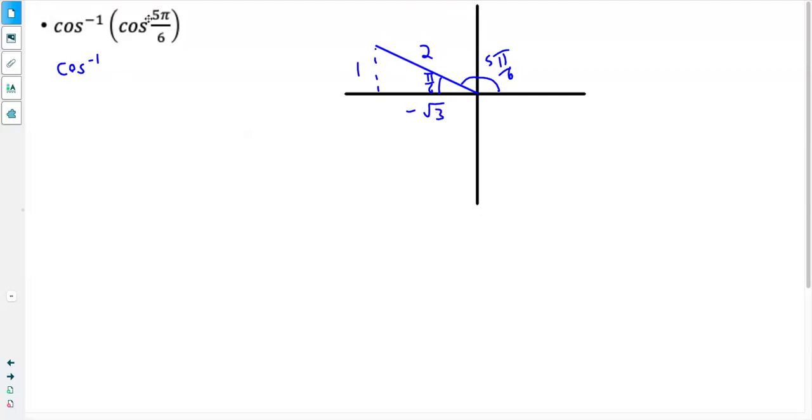So therefore, cos⁻¹ of cos 5π/6 is cos⁻¹ of -√3/2. Now, because our cos has this domain here, when we go to do the cos⁻¹, it's automatically going to be this angle. So therefore, it's equal to 5π/6.